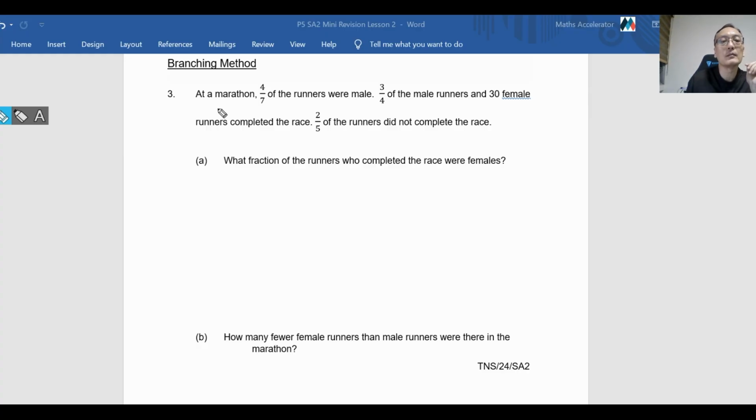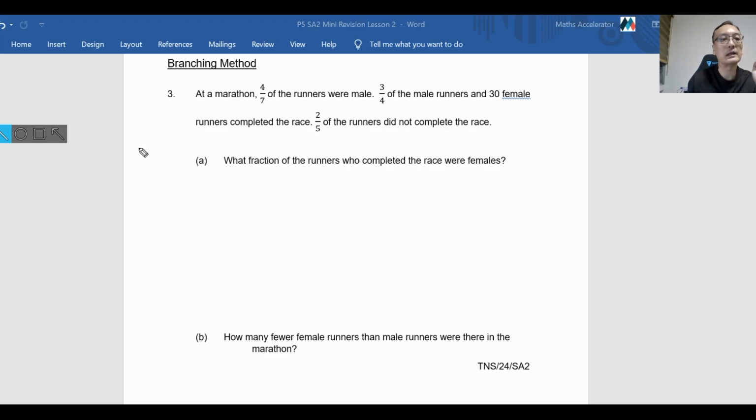In this question, at the marathon, 4/7 of the runners were male, 3/4 of the male runners and 30 female runners completed the race. 2/5 of the runners did not complete the race. What fraction of the runners who completed the race were female? And B, how many fewer female runners than male runners were there in the marathon?